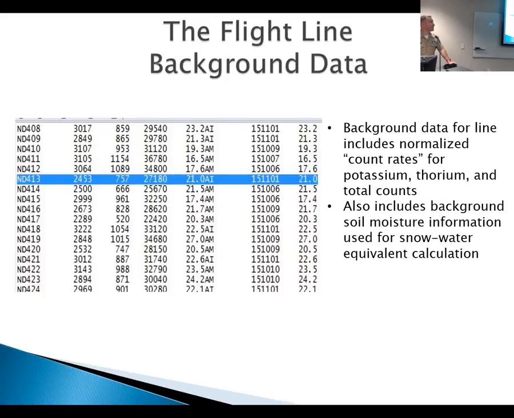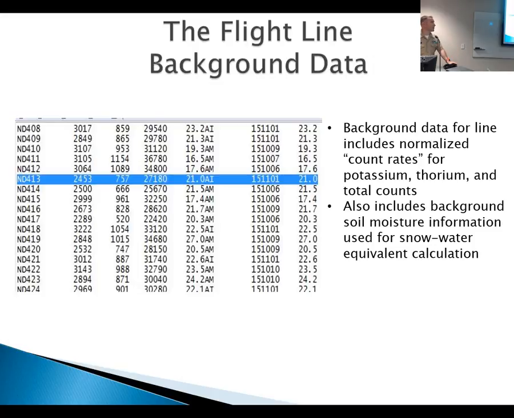The textual data, so this is the background. You can see North Dakota 413. The first three columns represent the actual counts expected if there's 25% soil moisture. So if we go out and fly the line and there is 25% soil moisture, we would expect about 2,453 counts per minute of potassium, 757 counts per minute of thorium, and then about 27,000 total counts. Uranium doesn't act consistently enough that we can measure it, so we just measure the whole gamma spectrum and get total counts. So that's the background nature of the line itself.